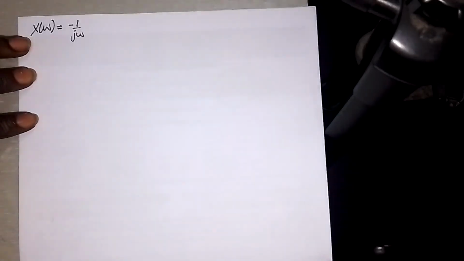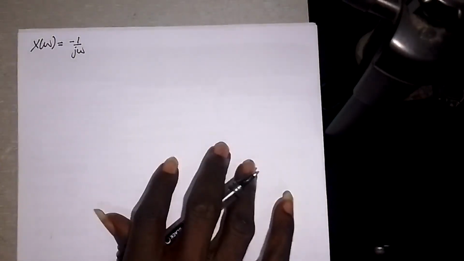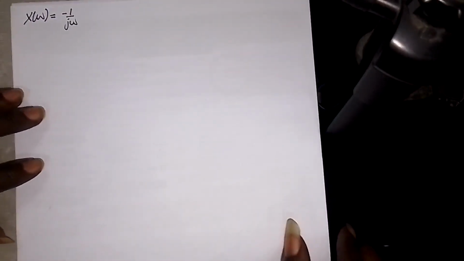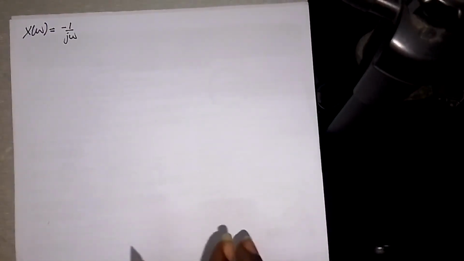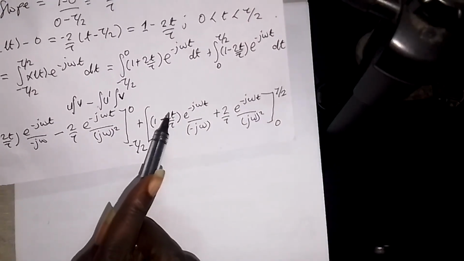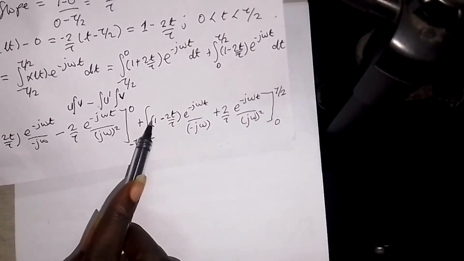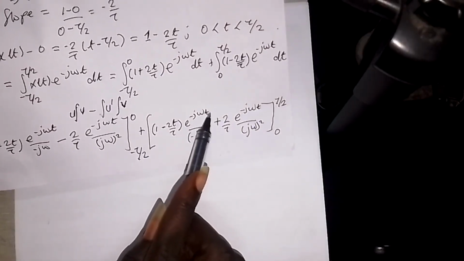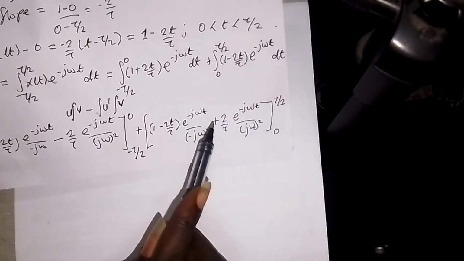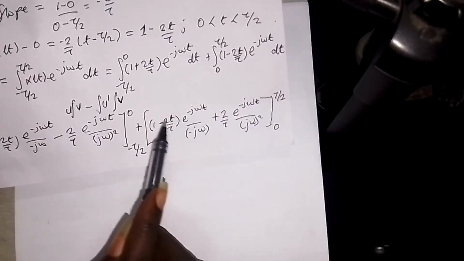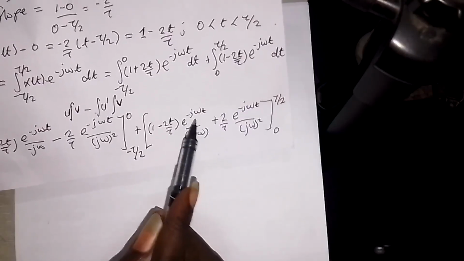Then I put it in, let me show you. If I put 0 here, this place will become 0. I'll be left with 1 here. And if I put 0 here, e exponent 0 is 1. So I'll be left with 1 times 1, which gives me 1. So it will be 1 over minus j omega. That's the same thing as minus 1 over j omega.